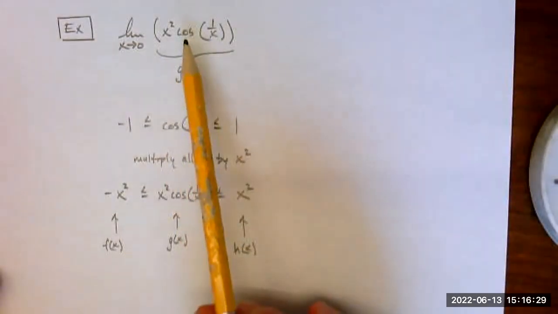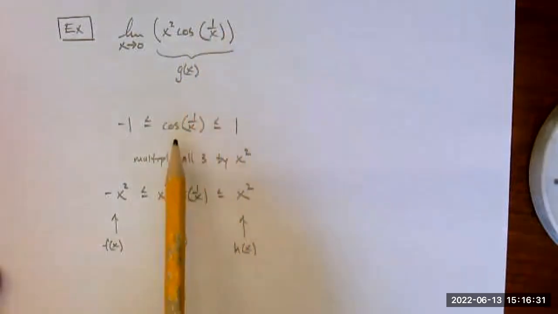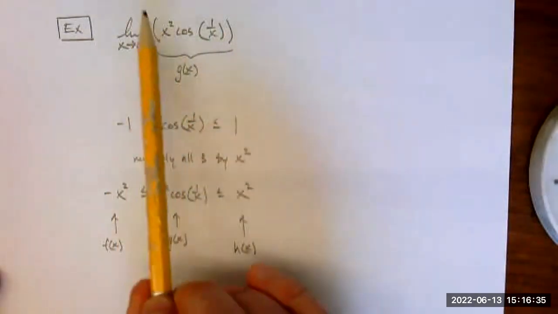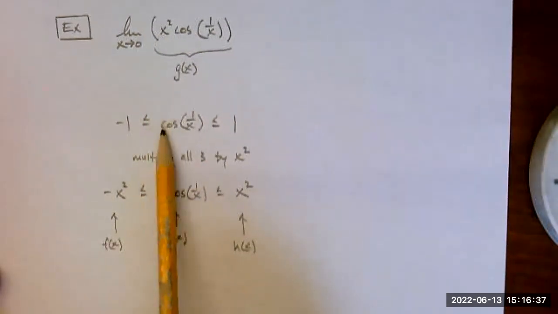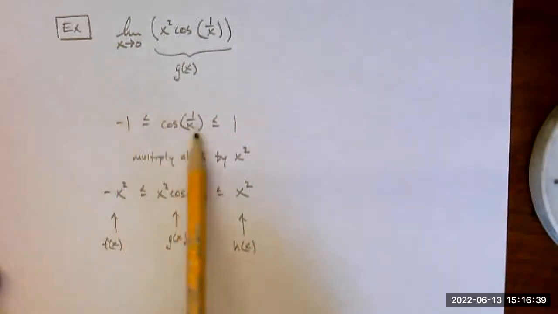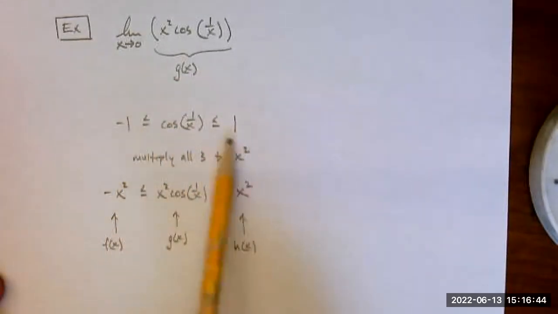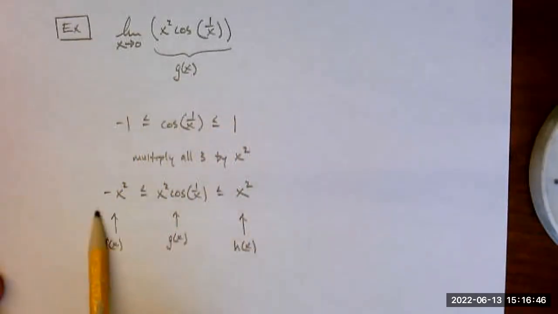How did I know to just take the cosine? Well, because that's the true statement related with cosine. It didn't have the x squared, so then I needed to include it by multiplying each piece by x squared. And now, if this is true, this has to follow.